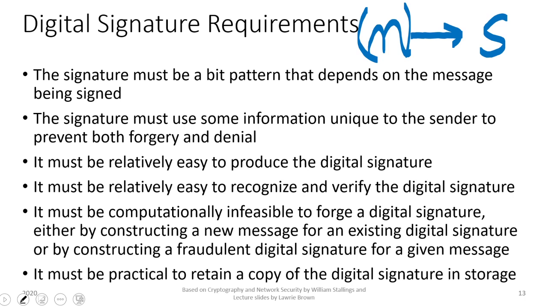The second part is the signature should have some unique information about the sender so that one, it can prevent forgery, but also it can prevent denial. So it should also have some unique information about the sender, about the user who is sending the message.